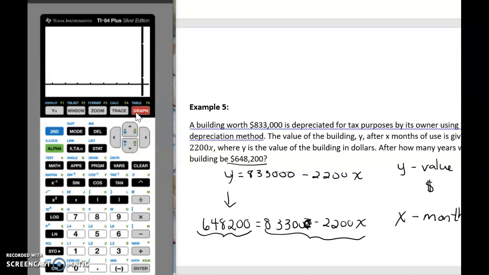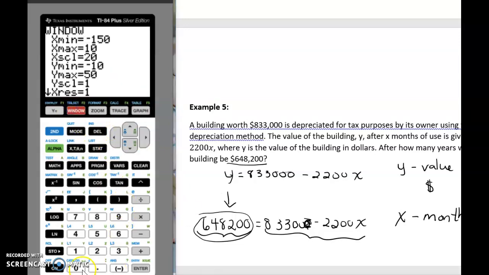Okay, you're not going to see anything here because this number is so large. It's almost 650,000. That means that's a horizontal line. So that means the y-axis is going to have to be adjusted to include at least 648,000. So I'm going to go a little bit higher than that. And like I said, this is the trial and error part. This is really the hardest part of the intersection method. So I'm going to leave my x value negative 150 to 150.